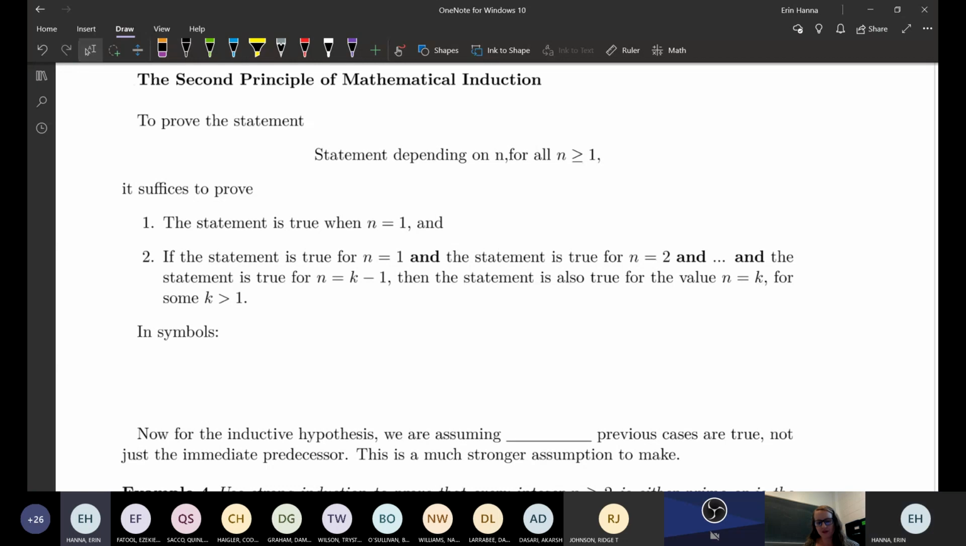I'm going to write this out in symbols. I don't know why I included this in the notes. Well, it's because I stole it from somebody else and she included it. So I'll write it out, but I don't really like it.